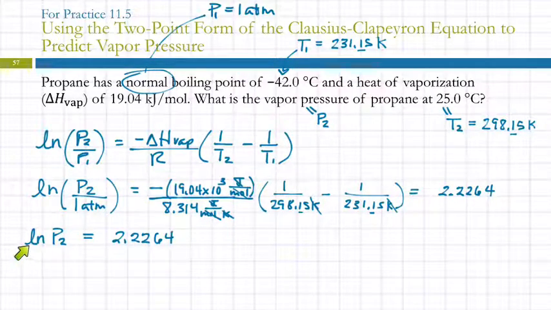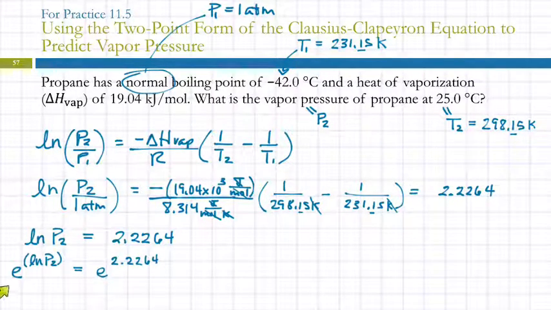To get P2, we have to undo this function. So if we're multiplying, we divide, but this is logarithms, so we do the anti-log. The anti-log is e to the x. So we're going to take e to the x of both sides. So e to the natural log of P2 will equal e to the 2.2264. E to the x and natural log are the opposites of each other, like matter and antimatter. They cancel each other out. So that says that P2 equals e to the 2.2264.